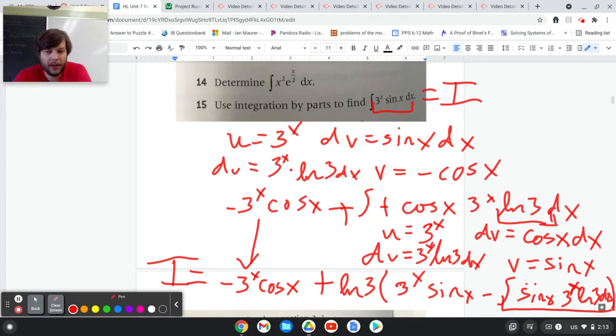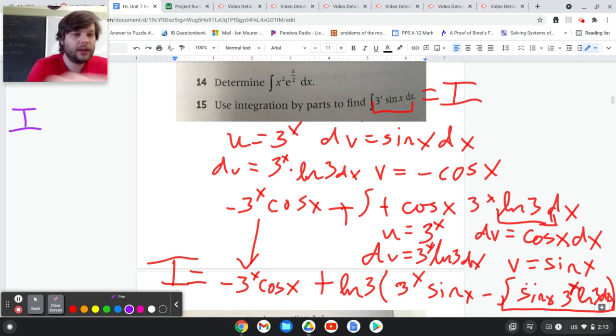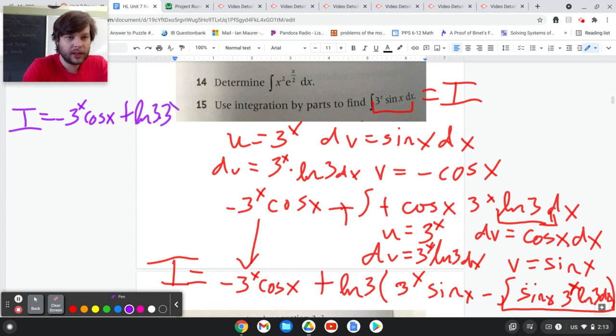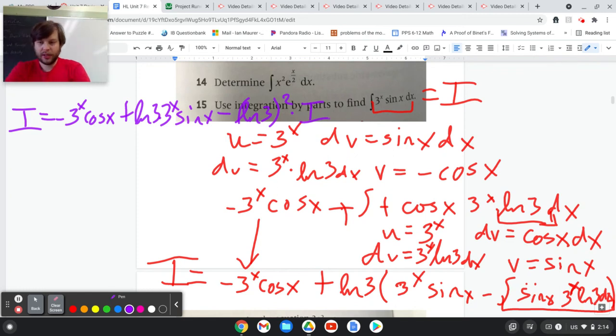So let's just rewrite the problem, and I'm going to distribute the natural log of 3. So let's rewrite it in a different color. What we have is I equals negative 3 to the x cosine x plus natural log of 3 times 3 to the x sine x. And I'm distributing the natural log of 3, minus natural log of 3 squared times I. Because the natural log of 3 that was remaining inside the integral, I pull that in front and I distribute the natural log of 3 that was there. So that's why I got the natural log of 3 squared.